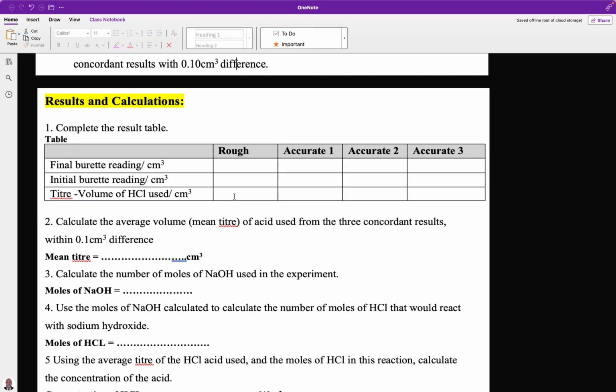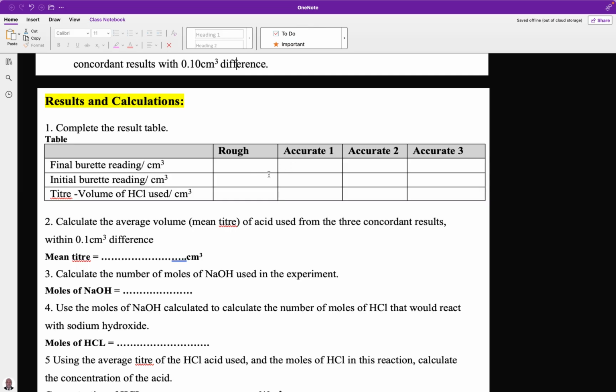Then you are done with your rough titration. Then for the accurate titration, it was also carried out. Record the initial burette reading, the final burette reading, and the difference. As you are doing each titration you carry out, make sure you record your readings. When you fill the burette, record the burette reading. When you reach the end point, record your final burette reading.